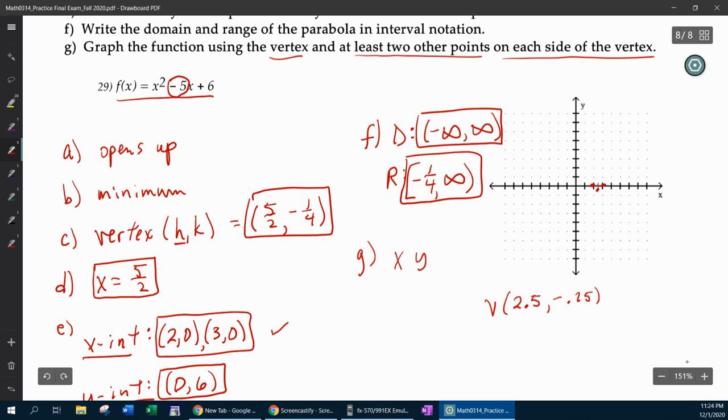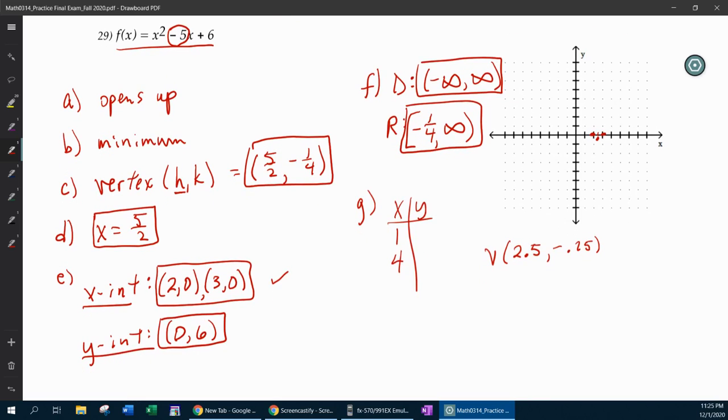So to finish out part G here, I'm going to need to make a table and get one more point on each side. Notice 1 would be a good choice for x because that's a little bit farther to the left of the vertex than the first x-intercept. 1, 2, 3, and then 4 would be another good choice because that's a little bit farther to the right of the rightmost x-intercept. And so to get those y values, we need to plug and play. So here we go. We need to find f of 1, which would be 1 squared minus 5 times 1 plus 6, which is 1 minus 5 plus 6. And 1 minus 5 is negative 4, plus 6 is 2.